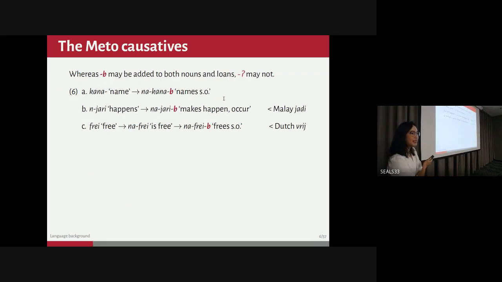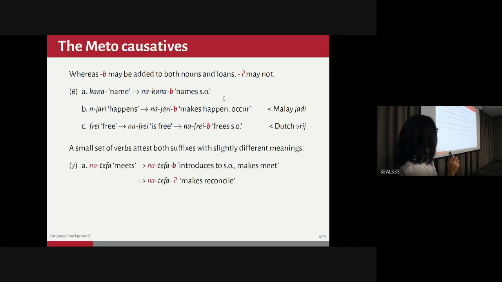Alright, so the reason I call B productive is that we find it being added to both nouns and verbs. So kana is name, nakana to name someone, jadi comes from Malay jadi, and fry comes from Dutch fry, meaning free, right? And the glottal stop cannot be added. It's a very limited set of verbs that find glottal stop. And there's also a small set of verbs that have both suffixes, right? Where the glottal stop one kind of has a little bit more abstract or idiosyncratic meaning. So natefa means to meet someone, natefa means to make two people meet, literally, and natefa means to reconcile. And it's used in this kind of phrase, natefa neka, meaning to reconcile hearts and minds, essentially.